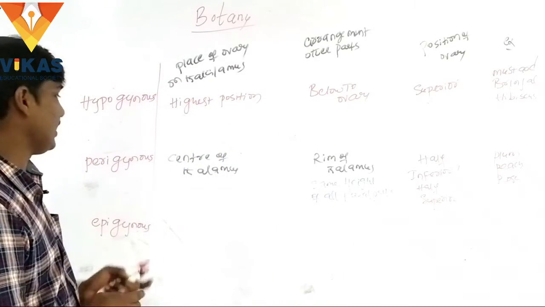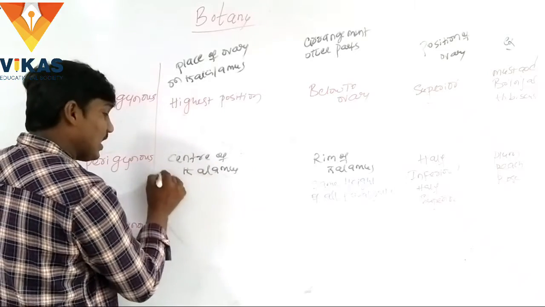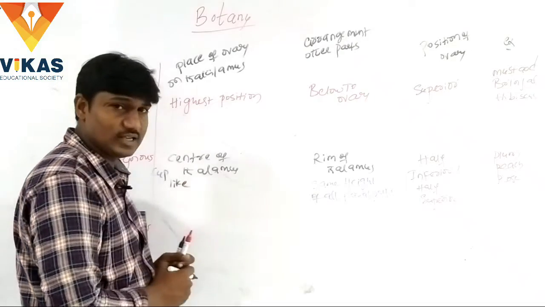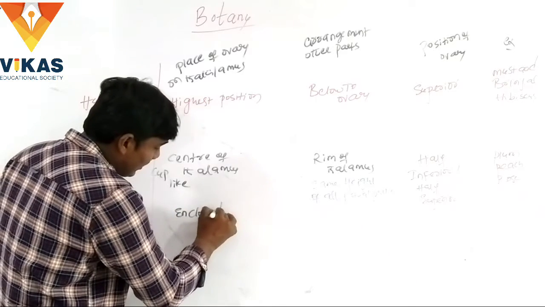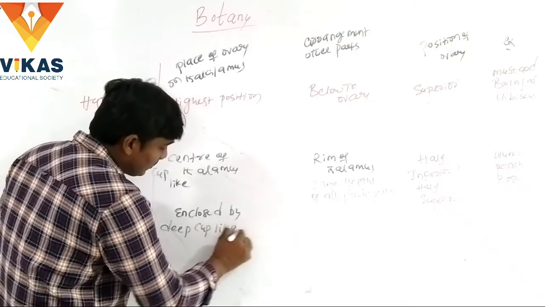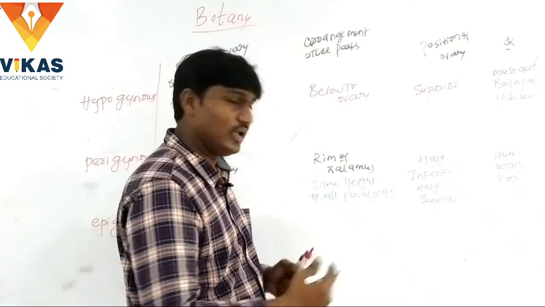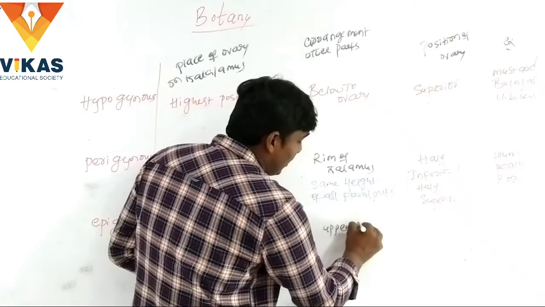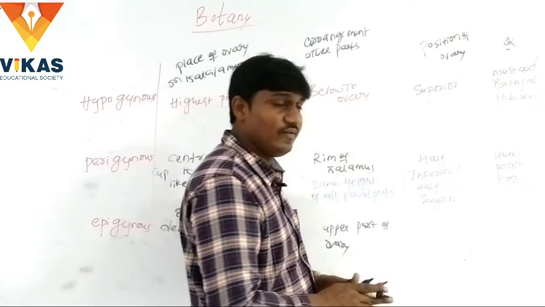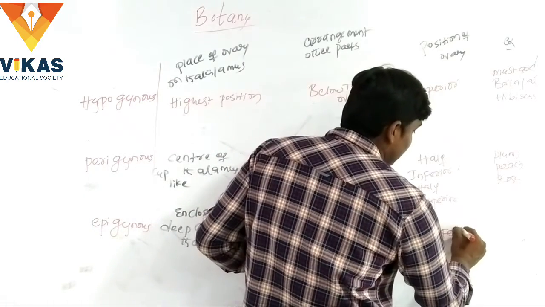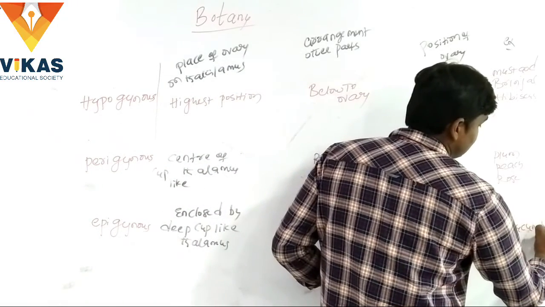The same way, epigynous: the thalamus is a deep cup-like structure, and the ovary at the center of the deep cup-like thalamus is completely enclosed by it. The other parts arise from the upper part of the ovary, whereas the position of the ovary is inferior. Examples are cucumber and guava.